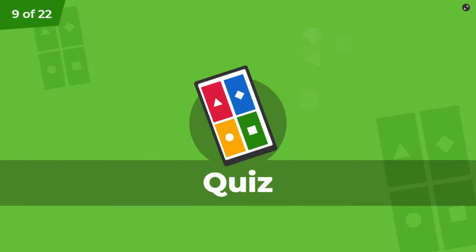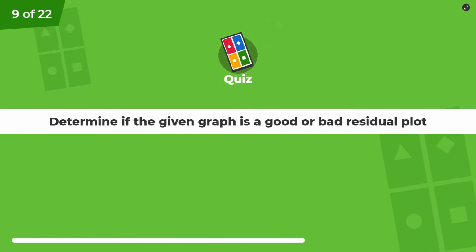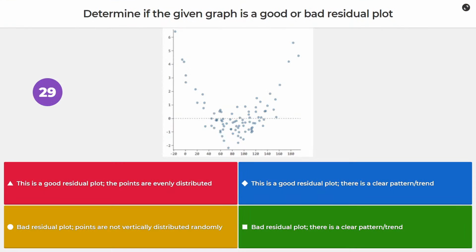Next question. So for this next question, we're given a residual plot, and our task is to interpret if it is a good or a bad residual plot, if it represents a good line or not for the data set.